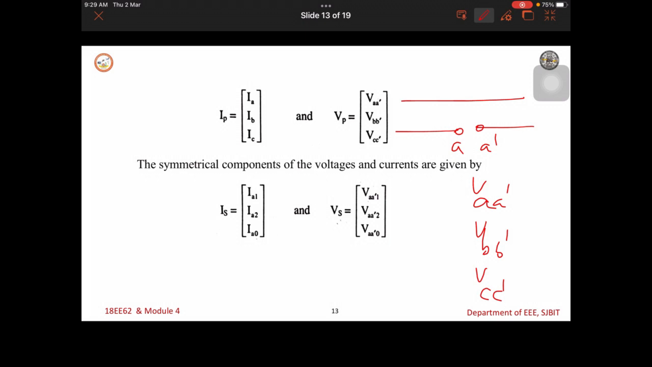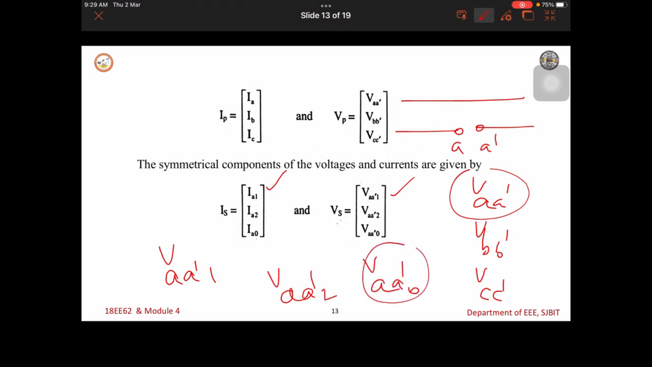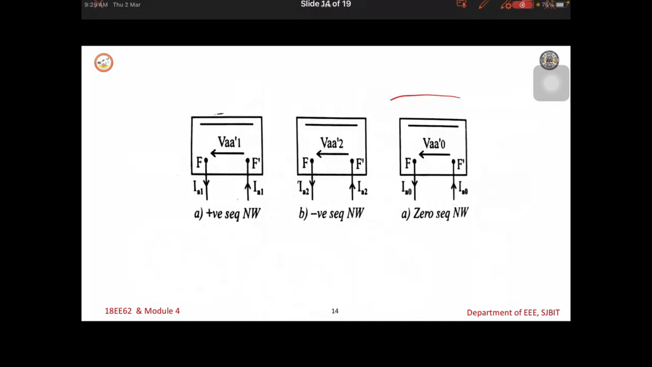And the symmetrical components of currents are IA0, IA1, IA2, and the symmetrical components of voltages. And this is the one parameter, that is the phase voltage. Its positive sequence, negative sequence and zero sequence voltages you can mark like this. So, this is very important for the next derivation.